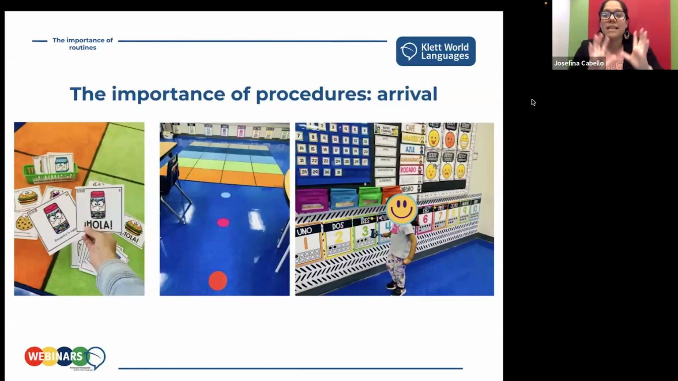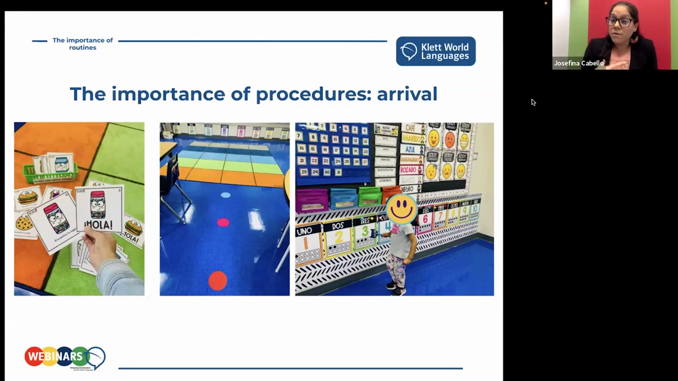And this is an example of what happens in my classroom with the arrival. When they come to my classroom, I give them those little cards that you see on the left. So I place one card on the rug. So my students are expected to find the match. So they know exactly where they're going to sit. And for them, it's a game. For me, it's a time saver because they know exactly where they sit. That's one activity that I do.